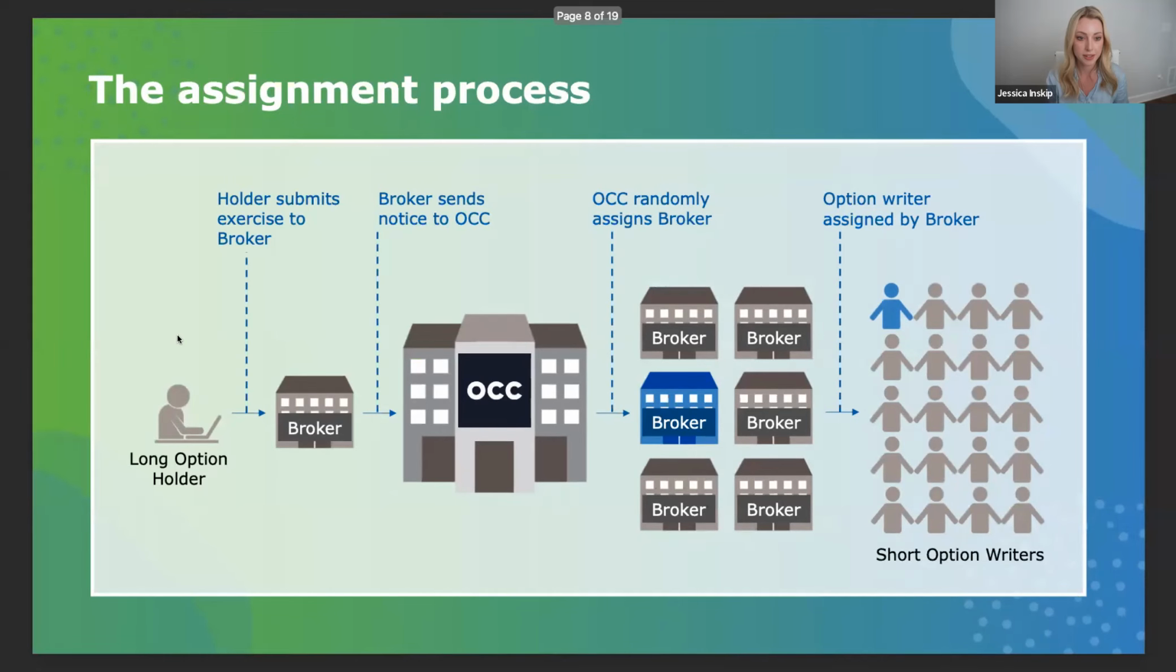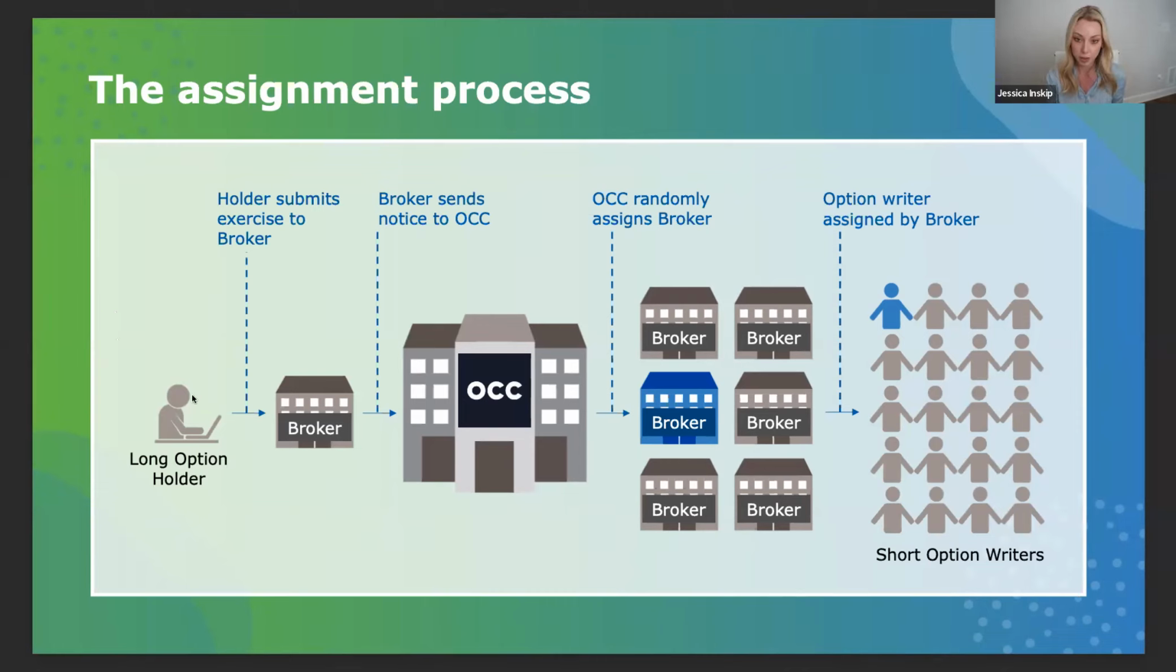All right. So the assignment process. I put together a little illustration just to go over exactly what happens in assignment. This really helps visualize, but understand some of the risks that are involved with it that we're going to go through. But remember, as a long option holder, regardless of a call or put, you are the only one that can submit the exercise instructions. It is up to you. You are the one that submits it.